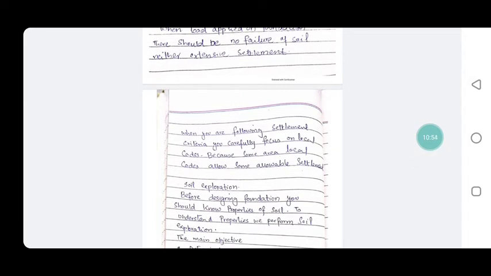When you are following settlement criteria, you carefully focus on local codes, because in some areas local codes allow some allowable settlement and some local codes do not allow any allowable settlement. So you need to check the local codes for the settlement criteria of a design of foundation.